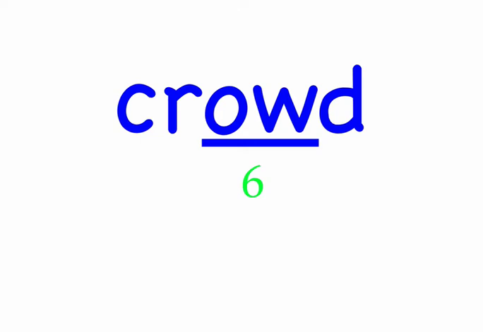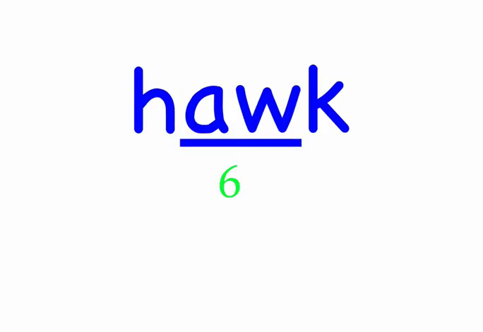Hawk. The hawk flew above the tree. Hawk. 3 sounds. H, aw, k. Row 2. Brew. He made a potent brew. Brew. 3 sounds. B, r, oo.